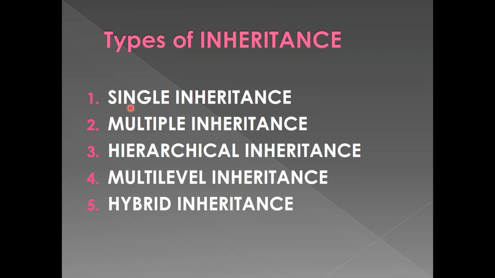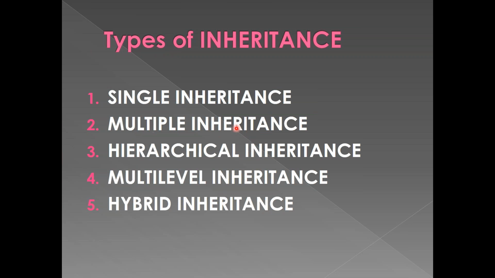Types of inheritance. We have 5 types of inheritance, which we already discussed earlier: single inheritance, multiple inheritance, hierarchical inheritance, multi-level inheritance, and hybrid inheritance. Here we require only single inheritance and multi-level inheritance, the first one and the fourth one. Multiple inheritance is not at all possible in Java. Multiple inheritance is only possible in the C++ language.